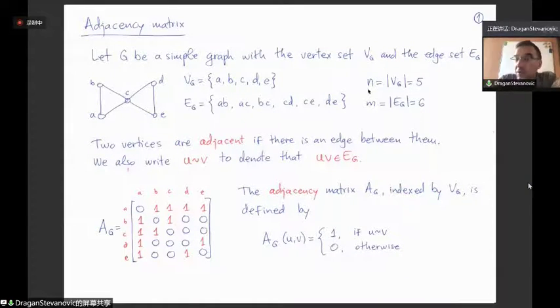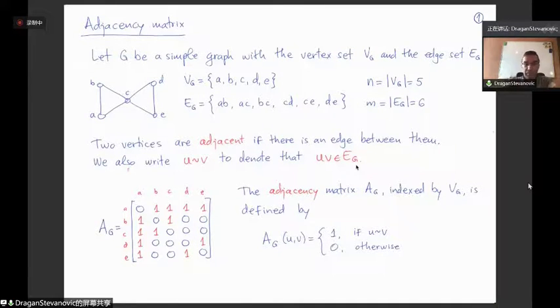So we will also most often denote the number of vertices as n, which is 5 in this case, and the number of edges will often be denoted by m. So we say that two vertices are adjacent if there is an edge between them, and we will also shortly write u ~ v to denote that two vertices are adjacent, or actually the actual edge will be denoted by uv, that it belongs to the set of edges.